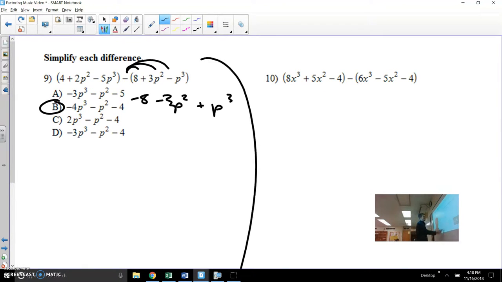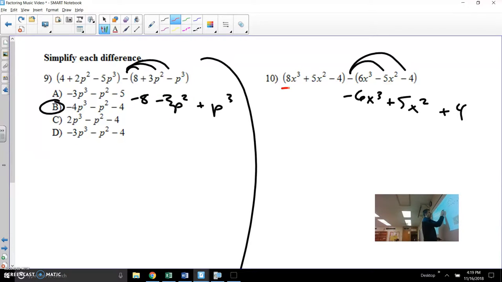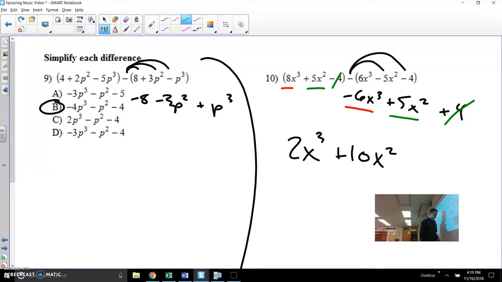Let's do one that's subtraction from the very beginning. I knew this was going to be difficult for a lot of us, especially when we've only seen it just a little bit. And if you don't practice a lot outside of your classroom, it's going to be challenging. So this is really subtracting everything in the second parenthesis. You've got to really know to just change all the signs. Then you go to put stuff together. 8x to the 3rd minus 6x to the 3rd, 2x to the 3rd. 5x squared plus 5x squared, that's now 10x squared. Negative 4 plus 4, 0. So I can just stop right here.